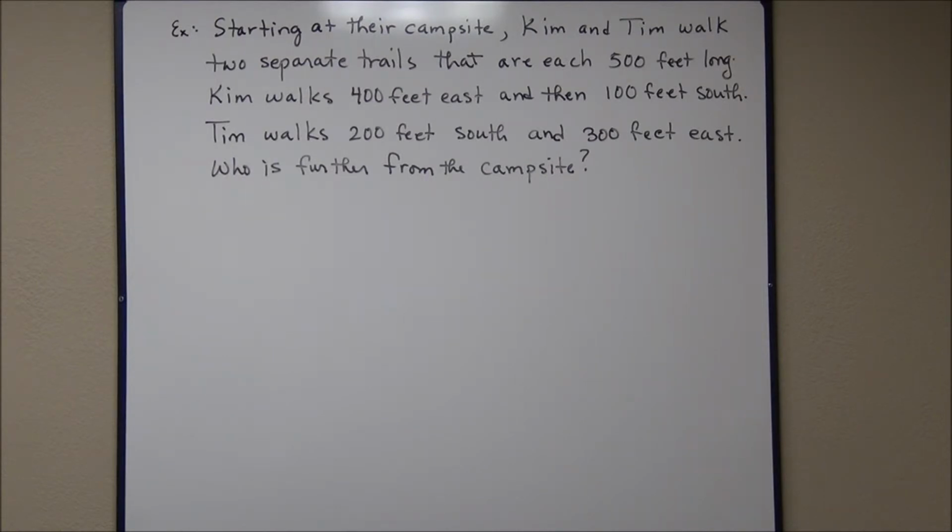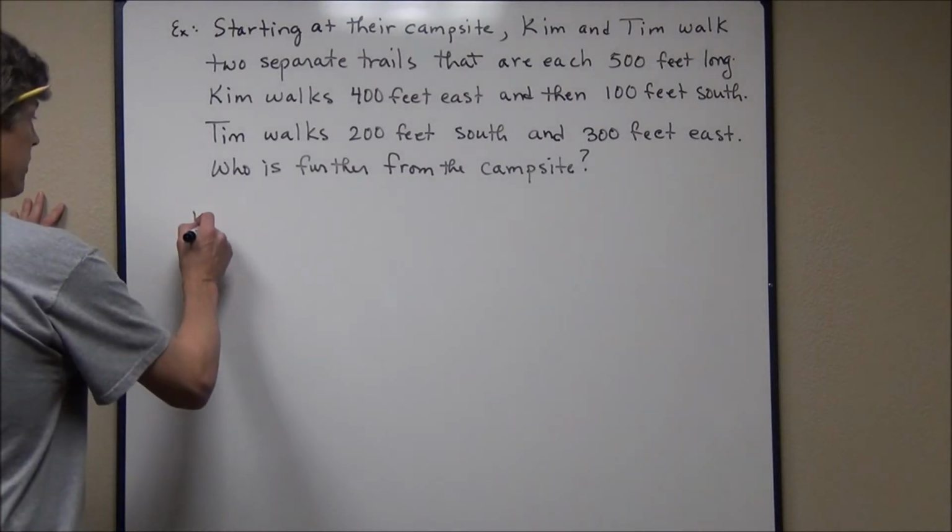Kim and Tim walk two separate trails that are each 500 feet long. Kim walks 400 feet east and then 100 feet south. Tim walks 200 feet south and then 300 feet east. Who is further from the campsite? From the campsite itself. So we'll start here with Kim.